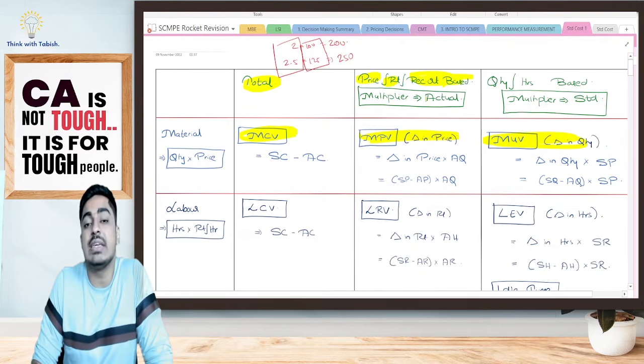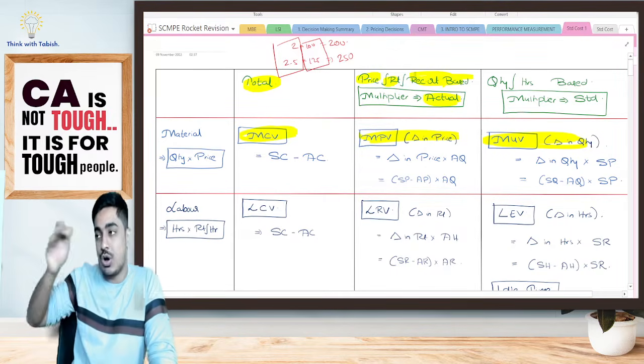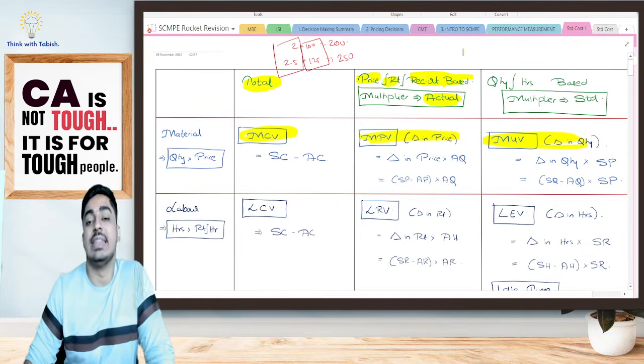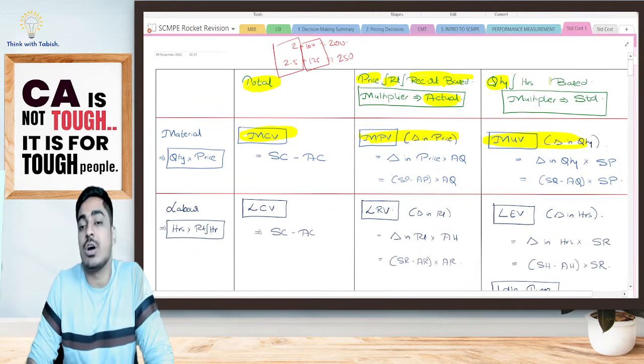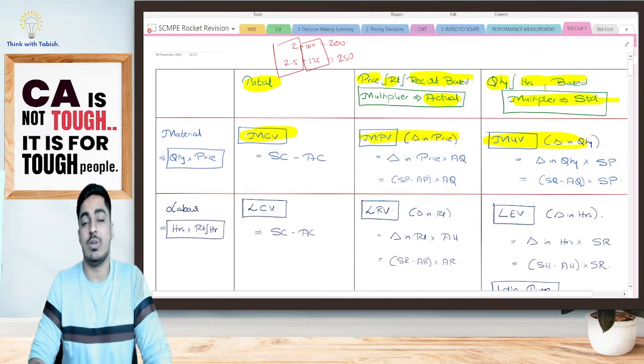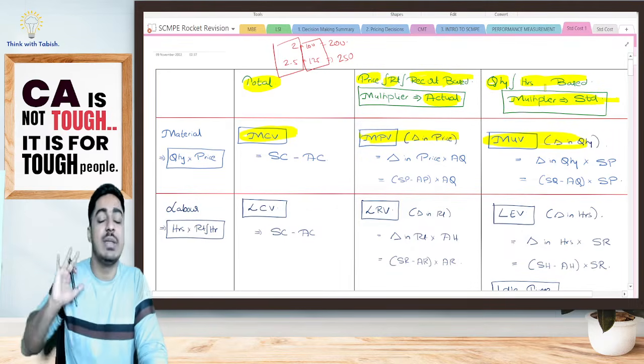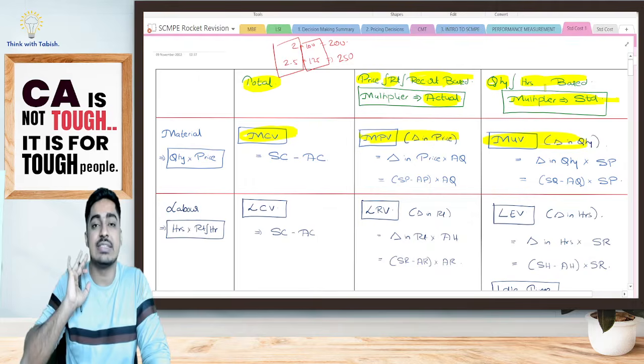Here my multiplier is going to be actual. All my multipliers here will be actual. Then I have my quantity-based change or hour-based change. Here my multiplier will be standard. What is it? Just give me a minute, I will explain to you. Make it as clean as water.